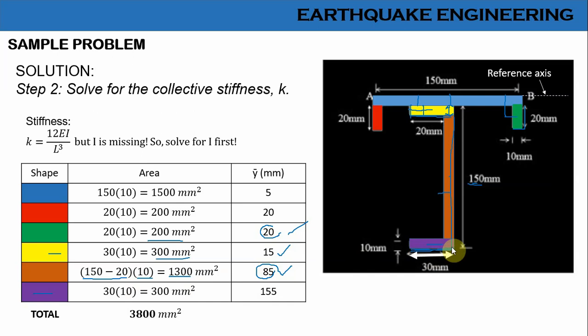It's just 30 times 10, 300 square millimeters. Now, the y bar here: half of the thickness is 5, plus, going to our reference axis at the very top, it is 150 minus 10, which is 140. Plus 10 again, plus this 5, so 155. Understood.